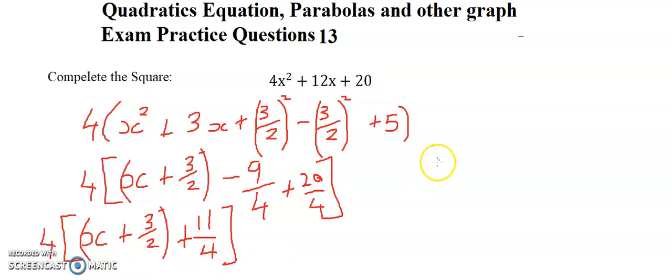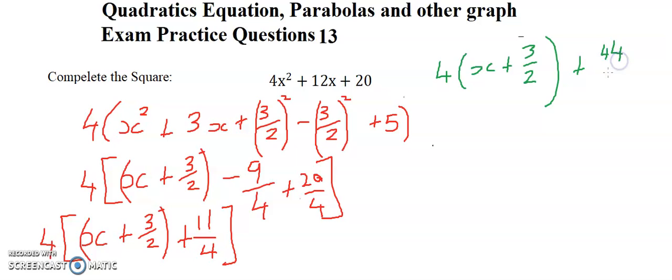Now I want to get rid of the extra brackets, so I'm going to multiply the 4 with everything, but for the first part, I'm just putting it next to the brackets. So it's 4 times x plus 3 over 2 squared. But then I'm going 4 times 11 over 4, which is 44 over 4. 44 divided by 4 equals 11. And that's our answer.